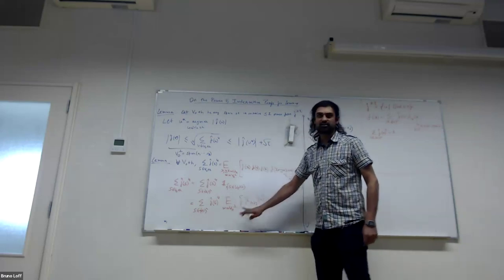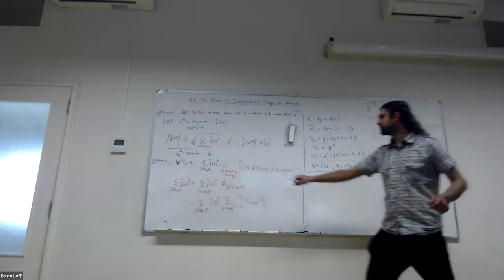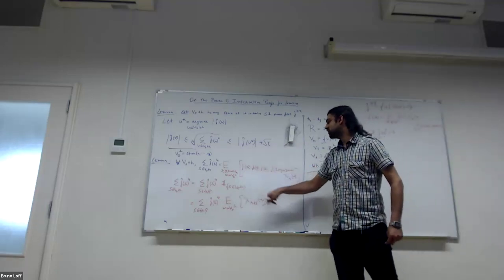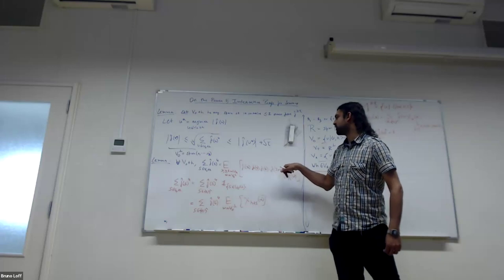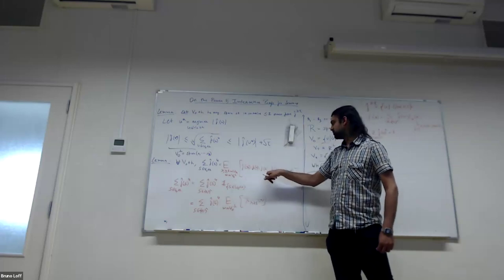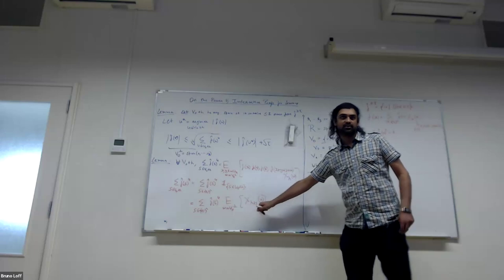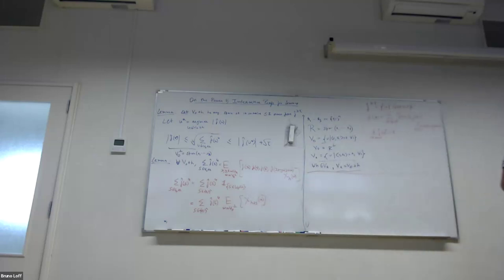So this is the crux. You can just replace each one of them by its Fourier expansion and get rid of these terms. And what's left behind is some sort of BLR sort of analysis.